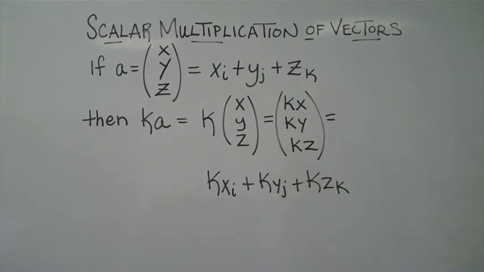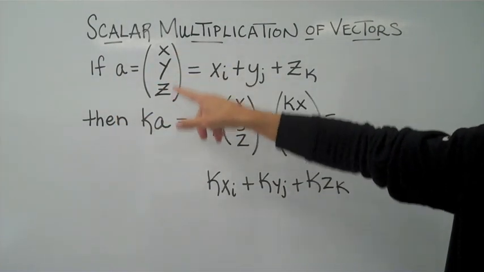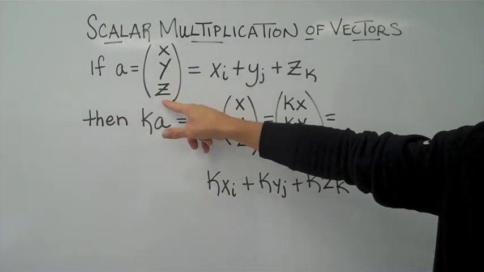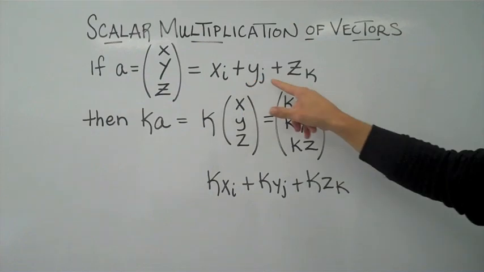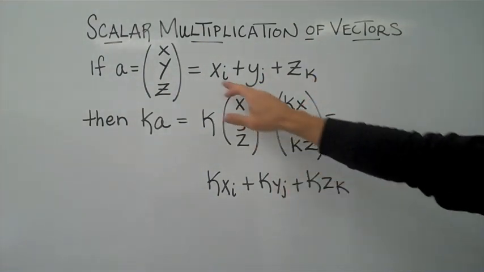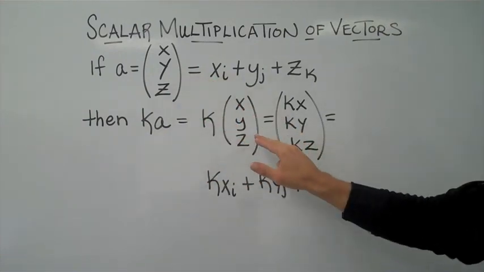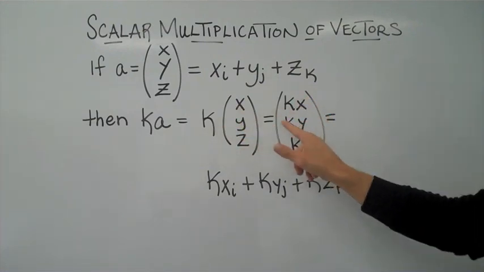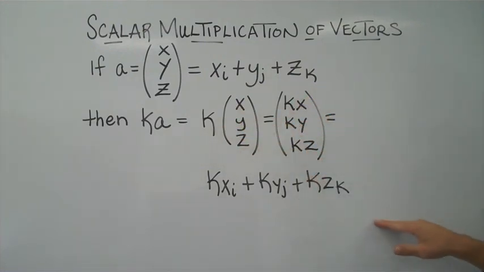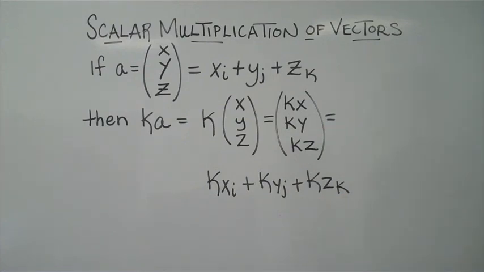We can also do scalar multiplication of vectors in 3 dimensions. For example, if a in 3 dimensions, this is our vector, is broken down as components x, y, z, we can write it in this form or as xi plus yj plus zk, remembering that i, j, and k are just unit vectors in the x, y, and z directions respectively. Then a scalar k times our vector a is simply k times (x, y, z). We multiply out kx, ky, kz, and of course we can write this as kxi plus kyj plus kzk.